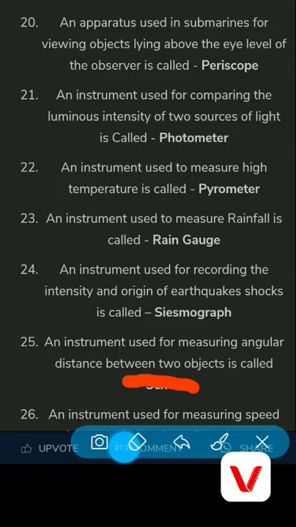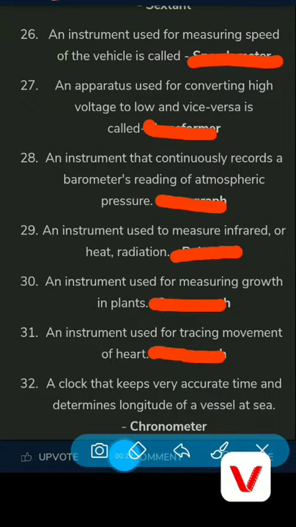Okay. An instrument used for measuring angular distance between two objects. The question number is 26. An instrument used for measuring speed of the vehicle is the speedometer. An apparatus used for converting high voltage to low and vice versa. Okay, the instrument for converting high voltage to low or vice versa is a transformer.